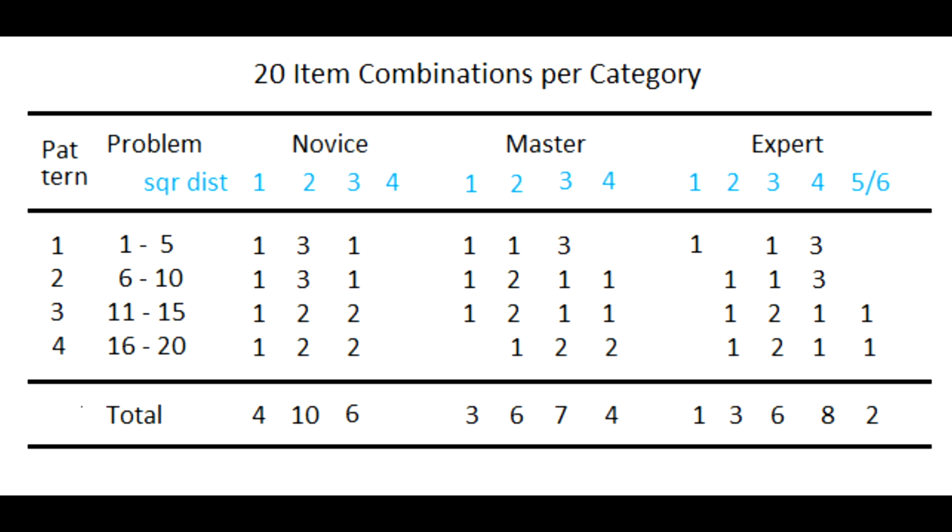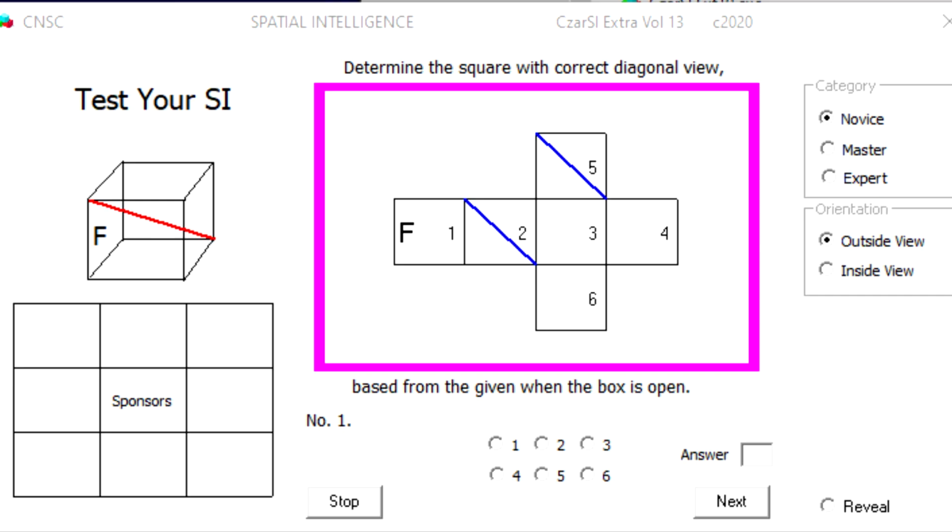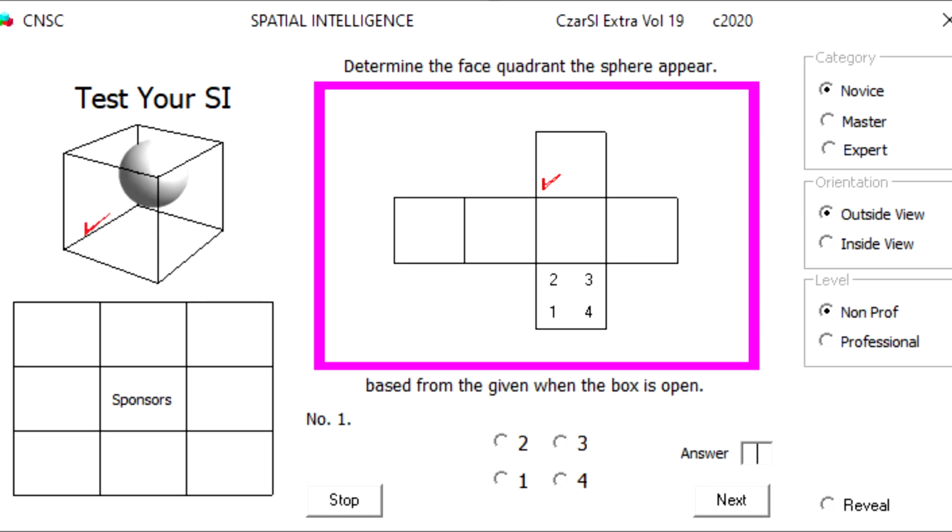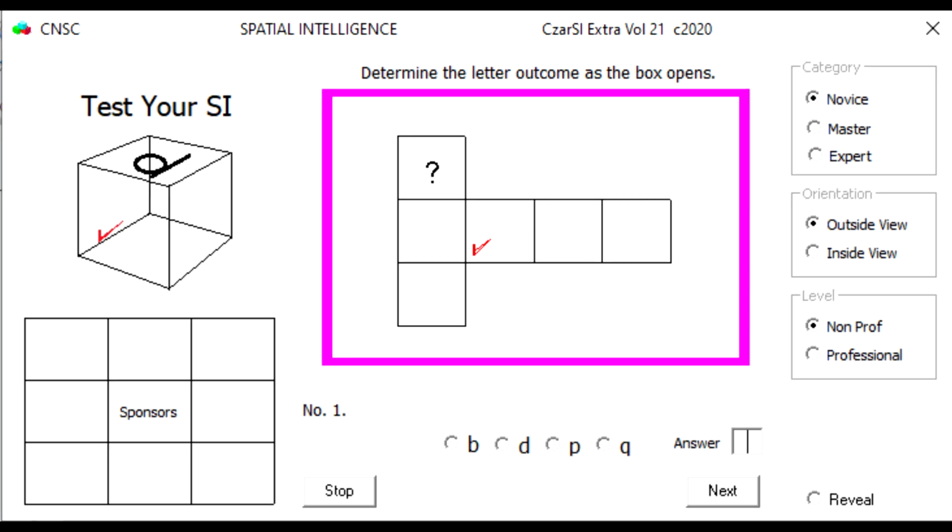Another problem in first pattern and novice 2 should have 3 questions with 2 square distance from the check indicator, and so on and so forth. There are 20 questions per set for 4 random patterns, which means 5 questions per pattern, or 5 random patterns, which means 4 questions per pattern.